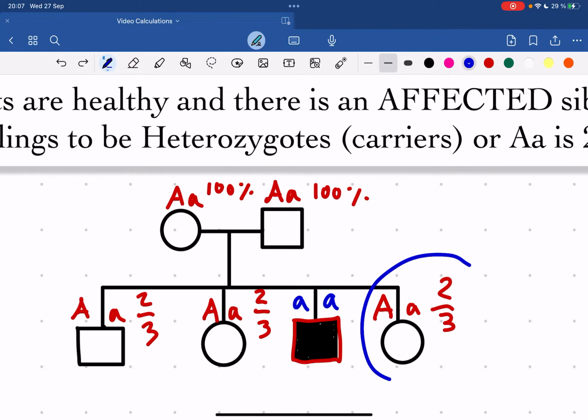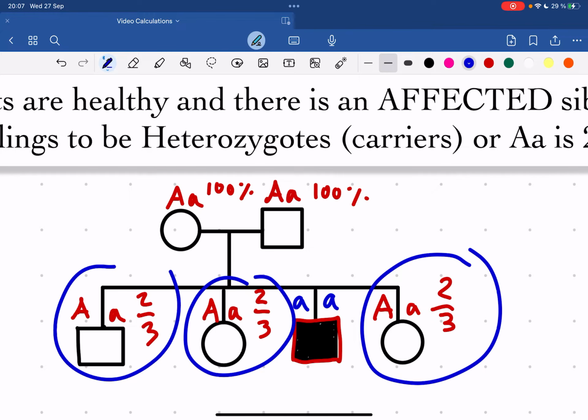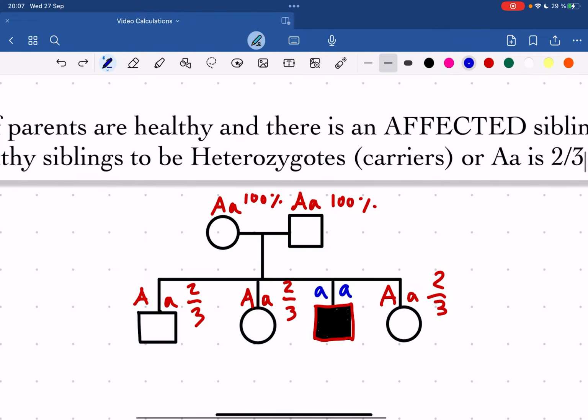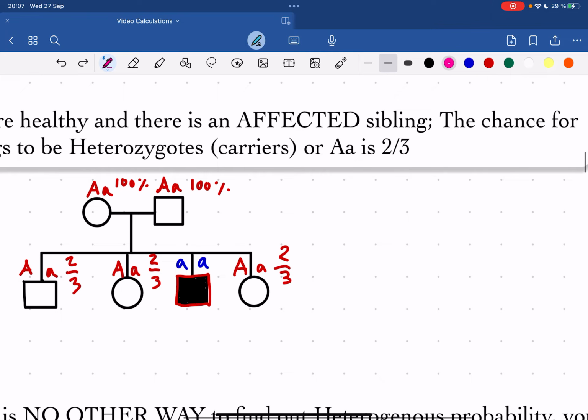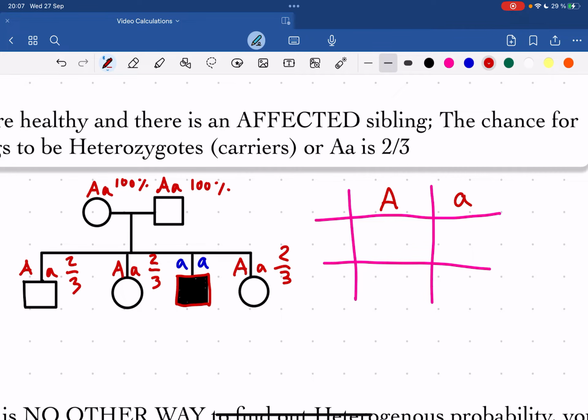So why do these kids have 2 out of 3 chances of being heterozygous? Shouldn't they have 1/2 chance of being heterozygous? So let's write a Punnett square for this. I don't have the best handwriting style, so don't flame me, thank you very much. Okay, so let's say this represents the mother, and this represents the father.